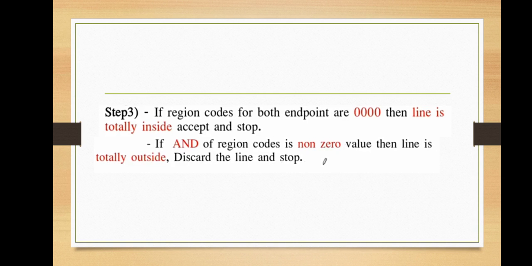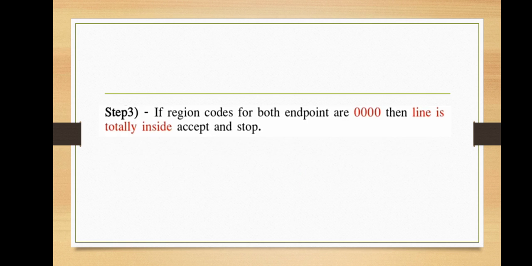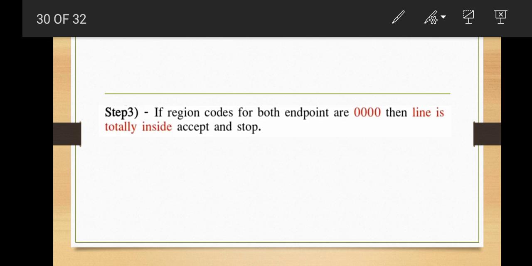If the region codes for both endpoints are 0000, then the line is totally inside, and you have to accept it. So this is one case. There are various cases. This will be another case.